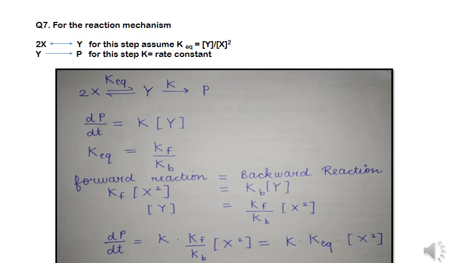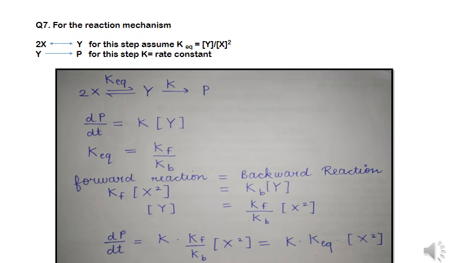Here you have been given two reactions, that is 2 moles of X is in equilibrium with Y, and the product of the first reaction, that is Y, is the reactant for the second reaction, that is Y will directly give you P, which is the product. So here you have to find out the rate of change of product P with respect to time. Now from the rate equation, it is clear that the rate of change of P with respect to time is equal to K into the reactant Y.